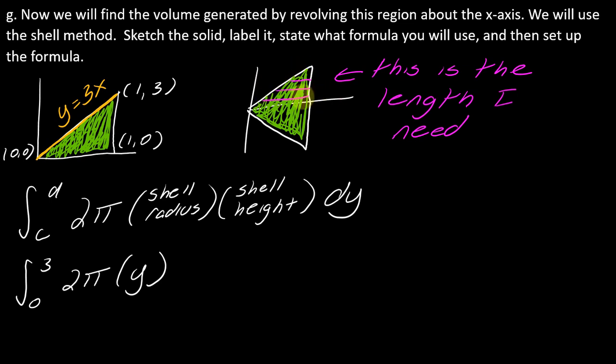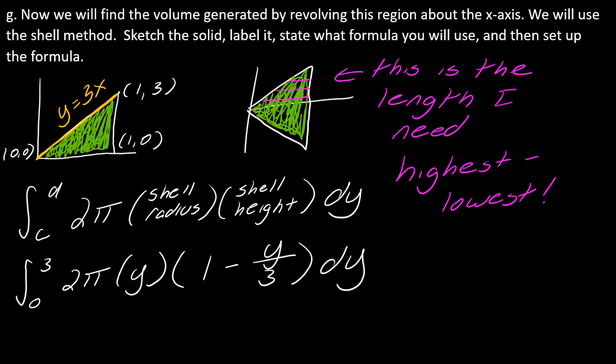So these are the lengths that I have to be able to describe. And remember, in describing this length, how do we do that? Your highest value minus your lowest value, right? So that's going to be kind of our rubric for this. This length here we know is 1. This length here, putting everything in terms of y, is y over 3. So there is everything that you need to know.